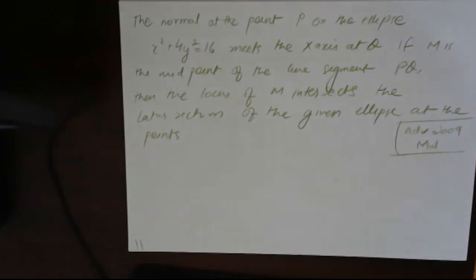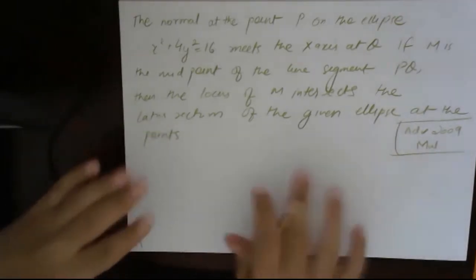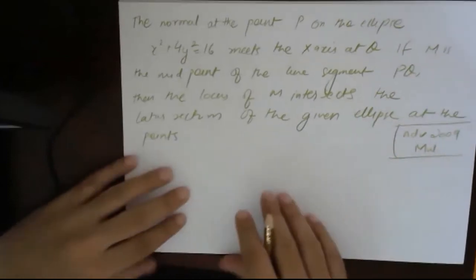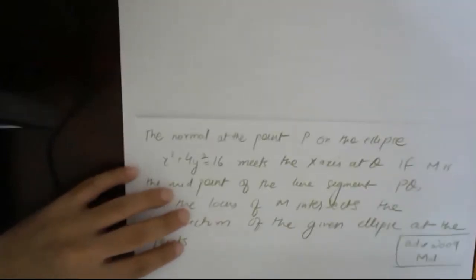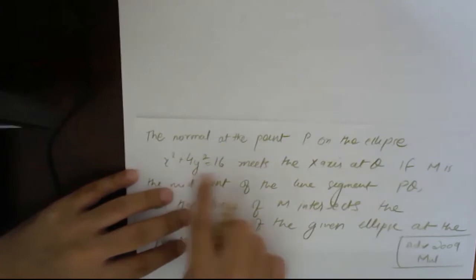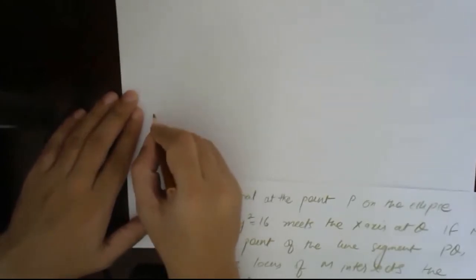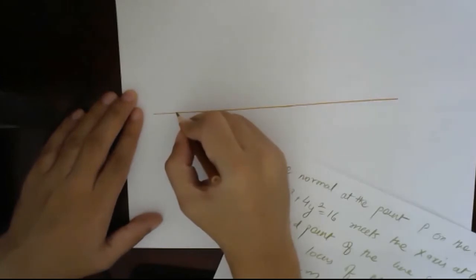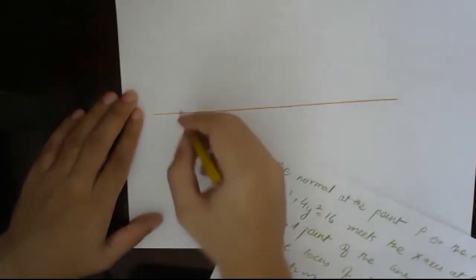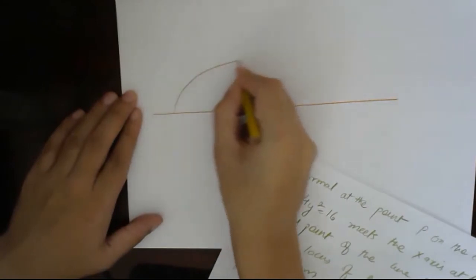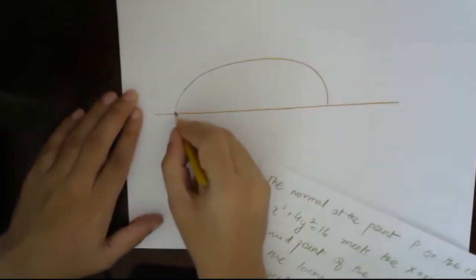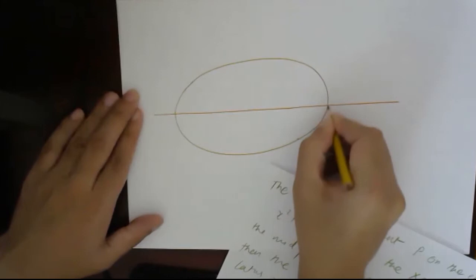Should I solve? Okay. Let's see what they are asking. I will draw the figure once again, just reading the question. They are saying the normal at the point P on the ellipse meets the x-axis at Q. So suppose you have an ellipse. I'll make a very big diagram, right? So suppose you have an ellipse like this, a burger shaped ellipse.